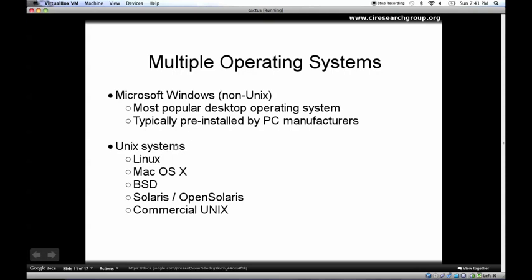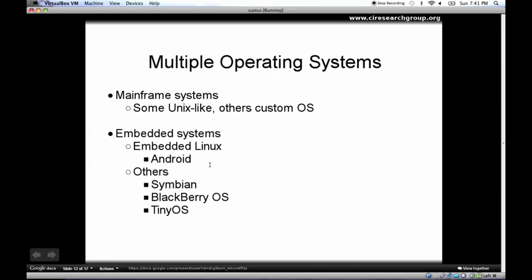Unix systems, on the other hand, are installed by the end user, except for commercial Unix systems and Mac OS X. Mac OS X is probably the best-selling Unix system to date. And Linux, which includes the Android platform, is probably second. Now, there are some mainframe systems out there also, some of which are Unix-like. Some use custom operating systems.